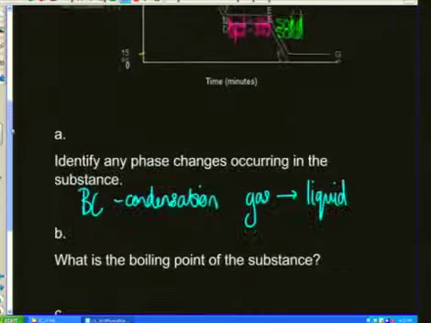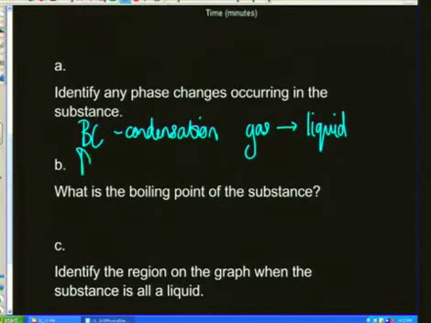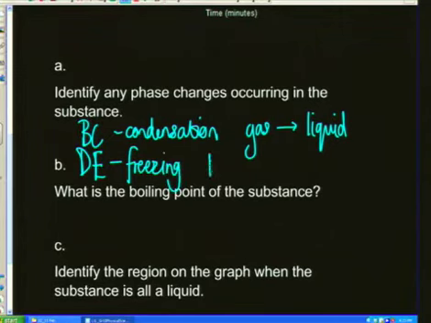The next one, there's going from liquid to solid, and that would be freezing. So that was D to E on the graph. D, E, because recognize, they're saying identify phase changes. It would be freezing, and that is going from a liquid to a gas.